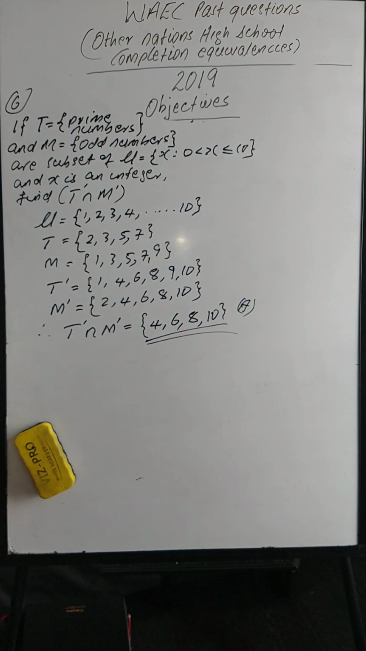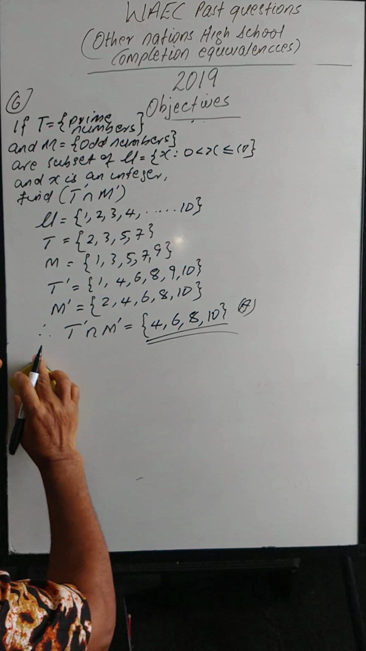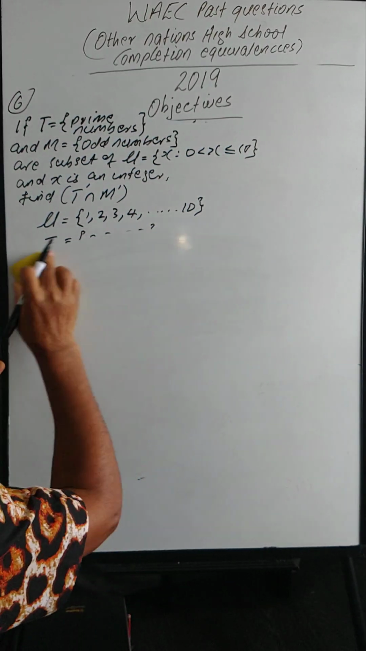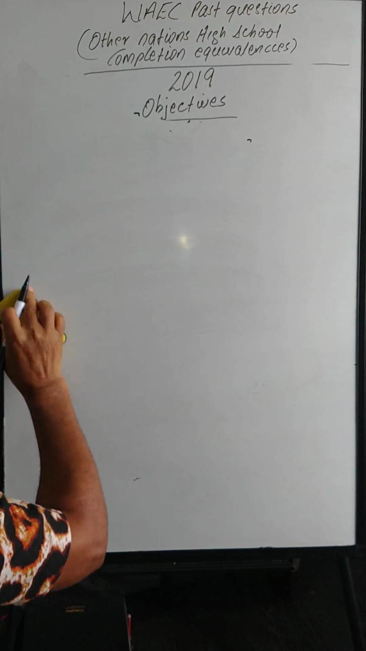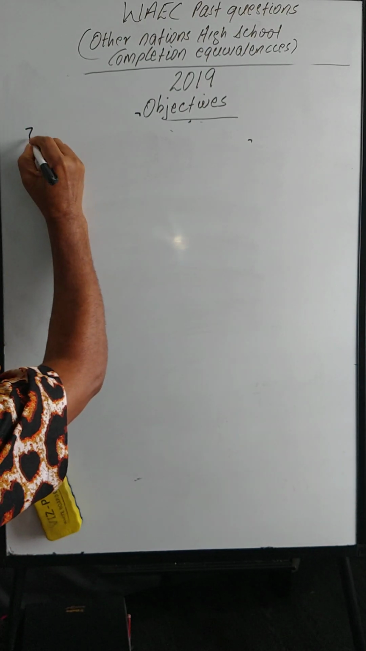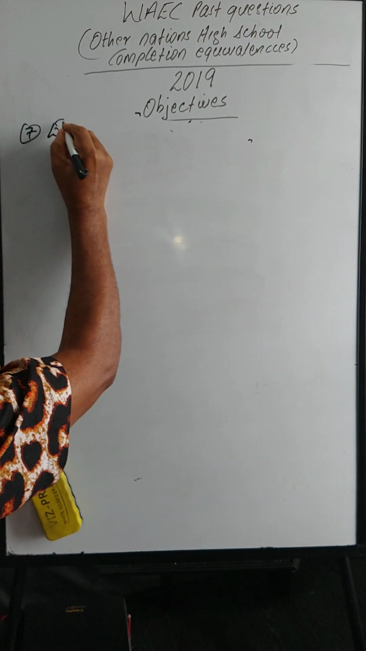Now, number 7. Clean the board to solve number 7. In number 7, we are expected to evaluate. Let's clean the board. Number 7, evaluate.